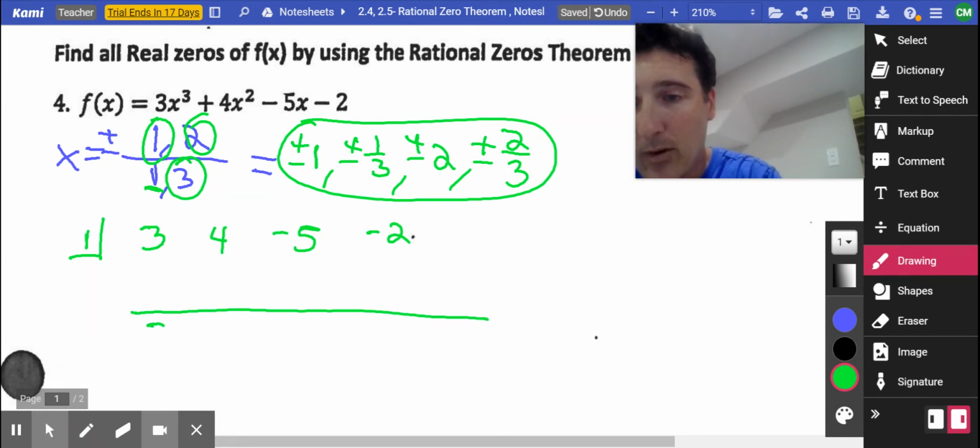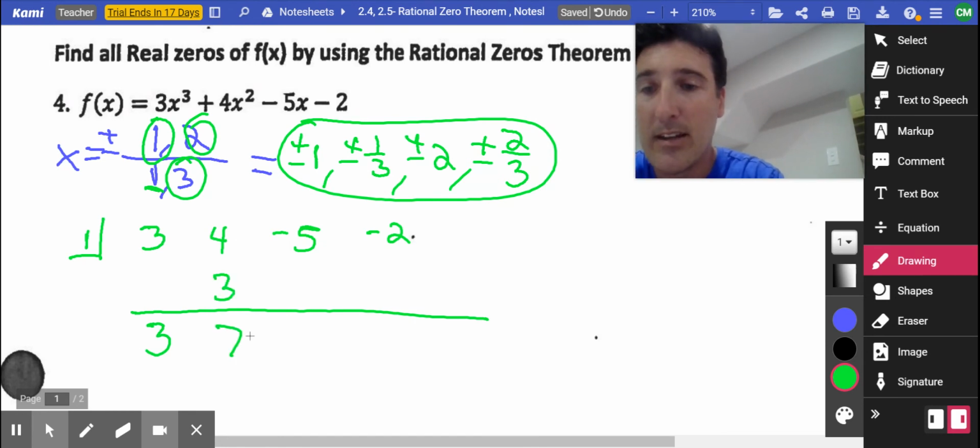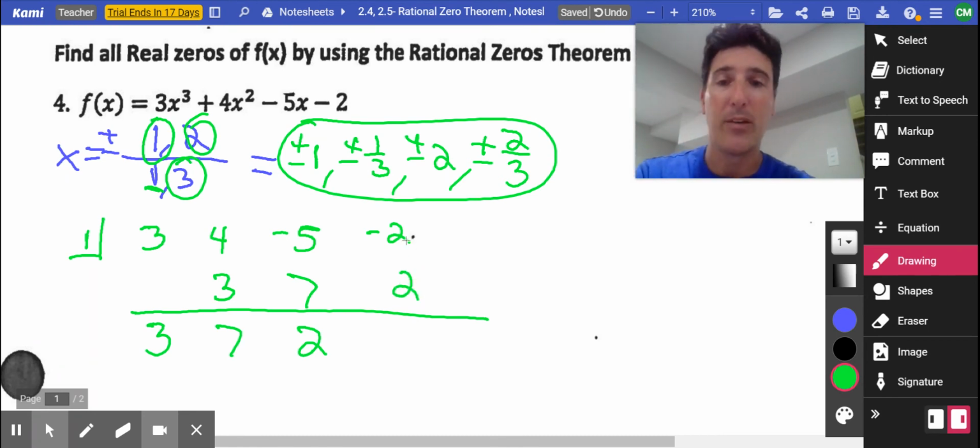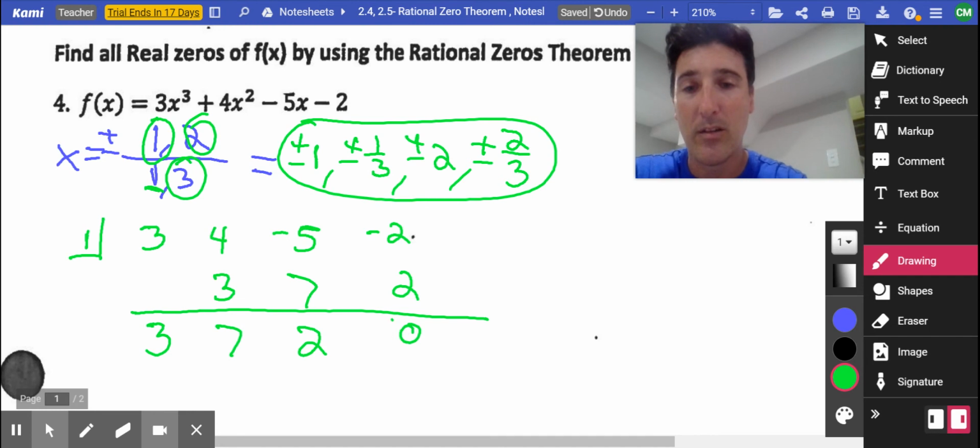All right, bring down the 3. 1 times 3 is 3. 4 plus 3 is 7. 7 times 1, 7. Negative 5 plus 7 is 2. 2 times 1 is 2. And look, this one works out because negative 2 plus 2 is 0.